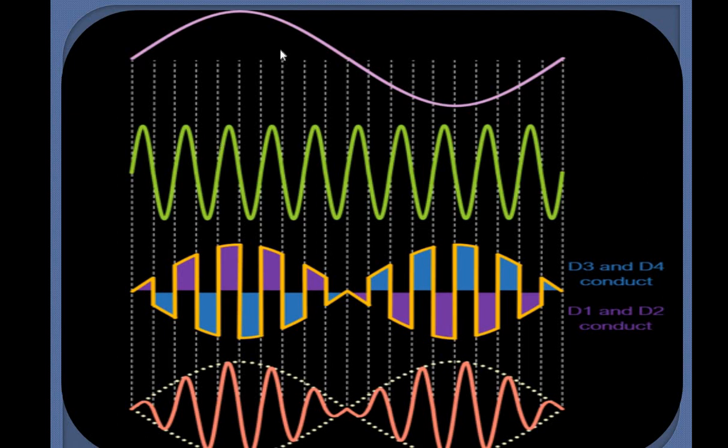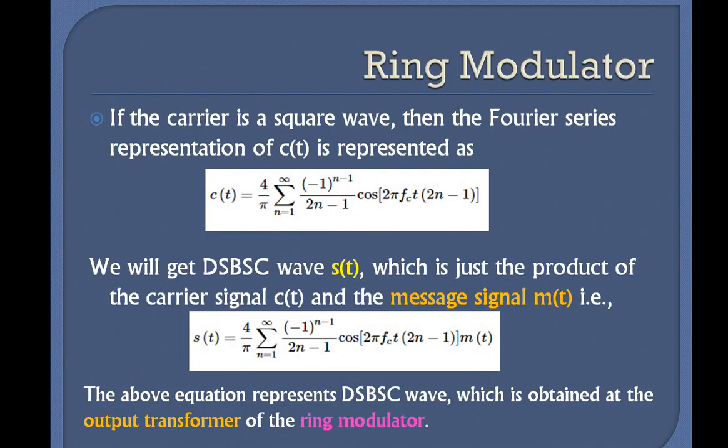Okay, this is the message signal. I hope you are clear with this figure. This is the message signal and this is your carrier signal. When these are multiplied, in the first half cycle D1 and D2 are conducting, and in the second half cycle, the negative half cycle, D3 and D4 are conducting. See, I am giving it in different colors, purple and blue, you can understand over here. And this is the output of your DSBSC wave, double sideband suppressed carrier output. Clear?